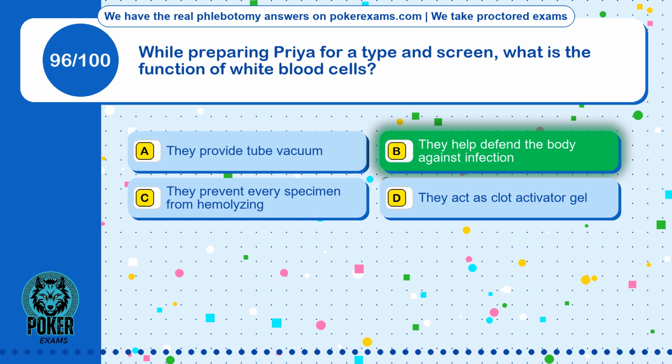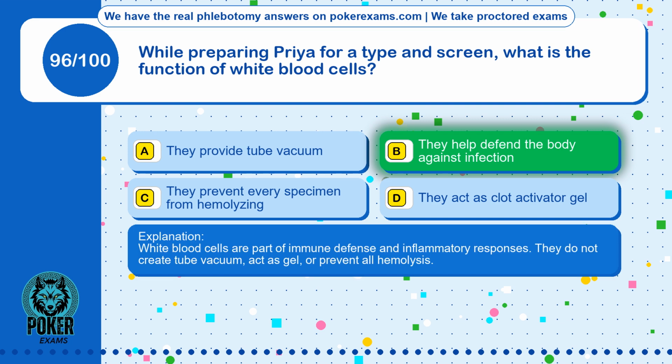The correct answer is option B. They help defend the body against infection. White blood cells are part of immune defense and inflammatory responses. They do not create tube vacuum, act as gel, or prevent all hemolysis.